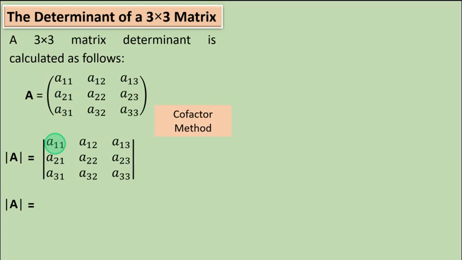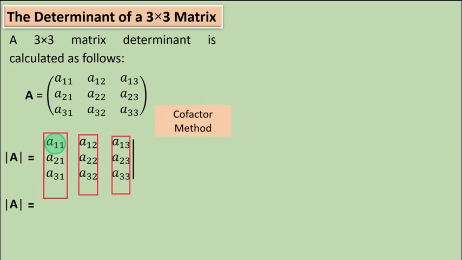I want to tell you that you are free to use row 1. Please take note, you are free to use this row to find the determinant, or the second row, or the third row. We are free to use any of those rows. Then what if I don't want to use the rows? I can also use the first column, or the second column, or the third column to find the determinant.